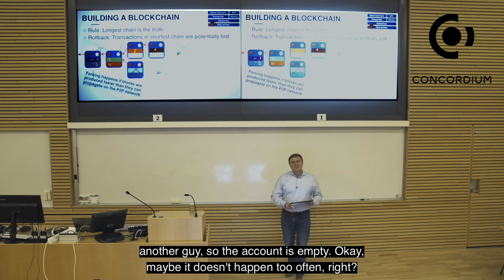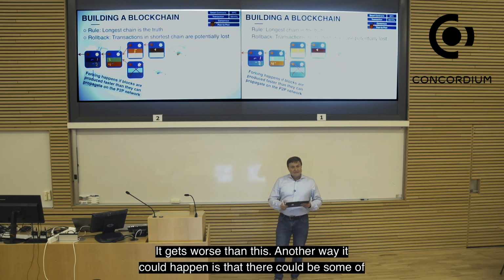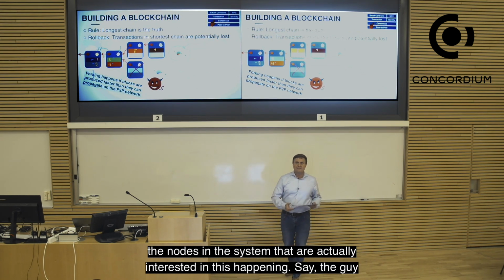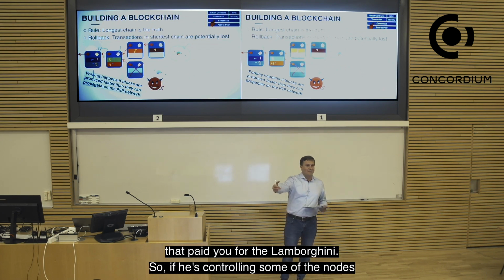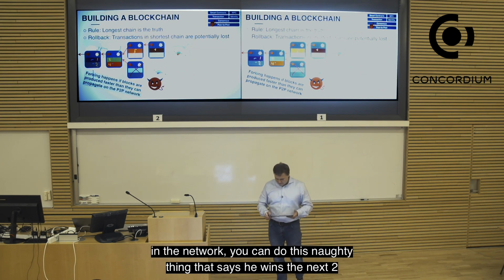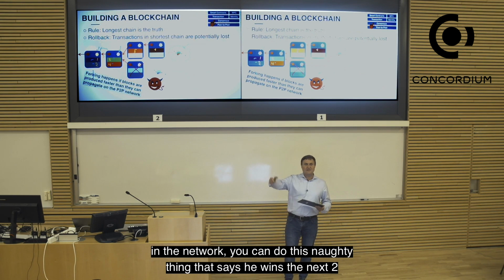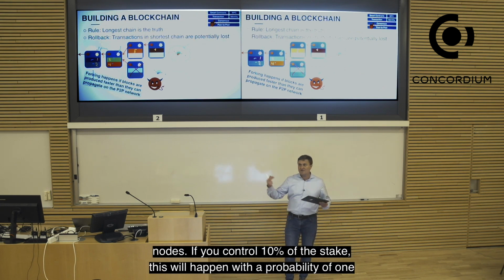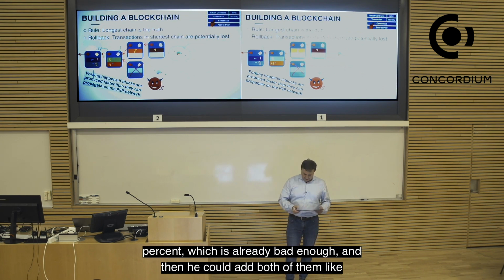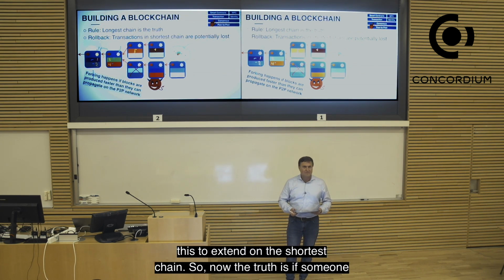Okay. Well, maybe it doesn't happen too often, right? It gets worse than this. Another way it could happen is there could be some of the nodes in the system that are actually interested in this happening. Say the guy that paid you for the Lamborghini. So if he's controlling some of the nodes in the network, he can do this naughty thing where say he wins the next two nodes. If he controls 10% of the stake, this will happen with probability 1%, which is already bad enough. And then he could add both of them like this. So he extends on the shortest chain.